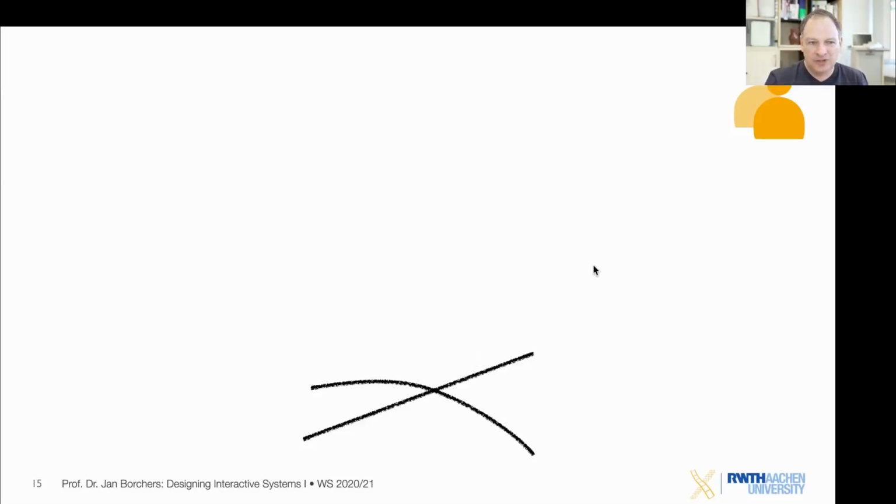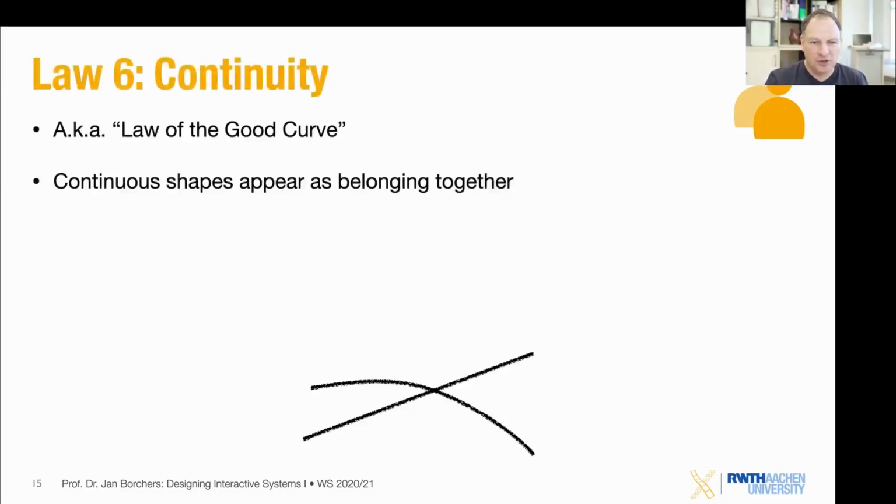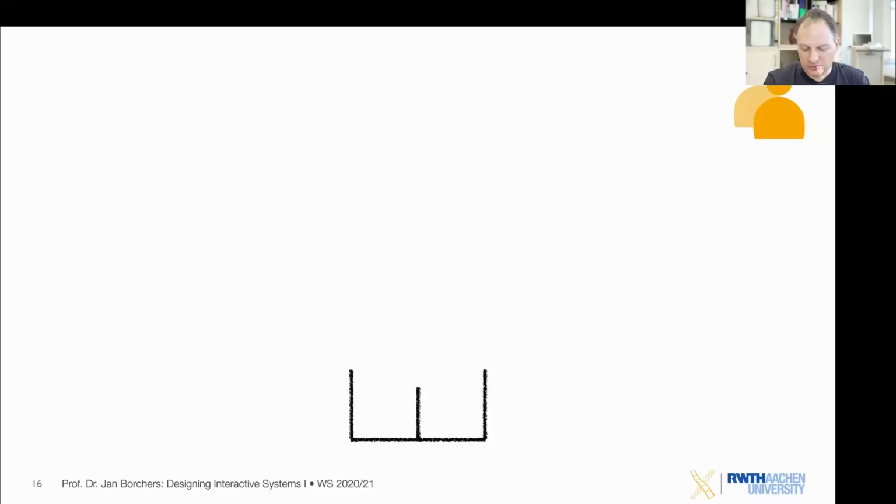This is the law of continuity, also known as the law of good curve, which basically says that continuous shapes appear as belonging together, right? So that's basically another one. If you have something that continues on, we will perceive that as belonging together. And here's another law.